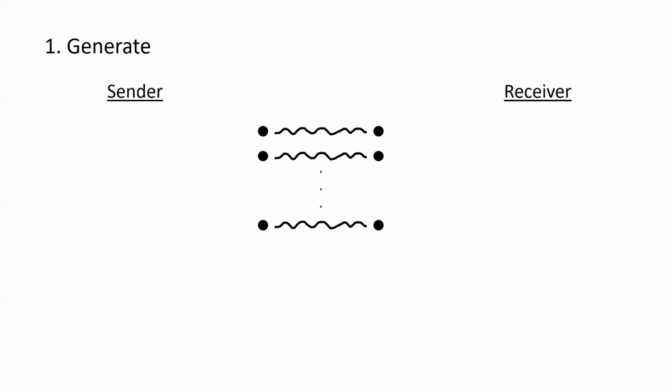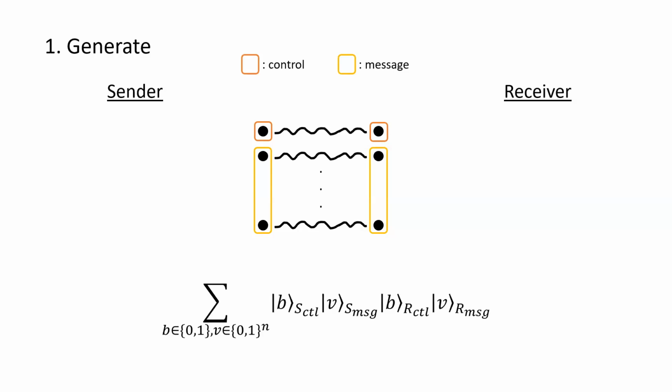For the generate step, let's suppose the sender and receiver start with n+1 shared EPR pairs. Each of these squiggly lines is just one EPR pair. I'm going to label the first pair as the control qubit, and the next n as the message qubits. Now n+1 shared EPR pairs is just a uniform superposition over all n+1 bit strings, copied. I'm going to call the left copy the sender control and sender message registers, and the right copy the R control and R message registers.